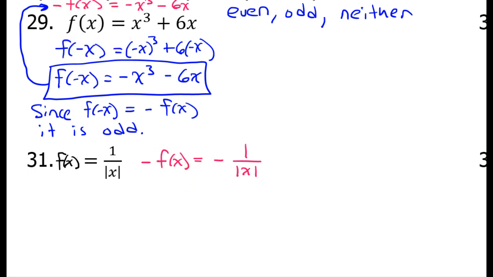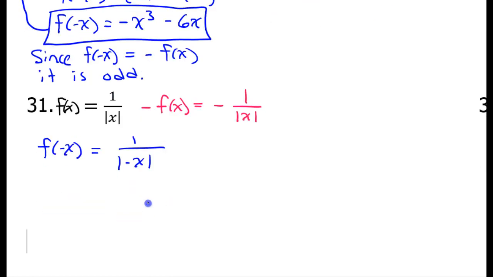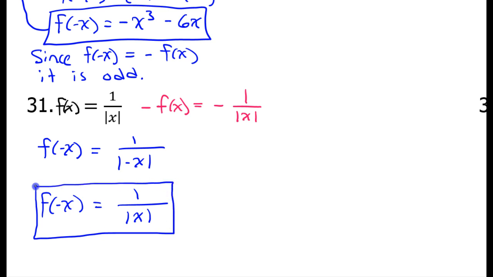Okay, now we need to do f of negative x. So this would be 1 over the absolute value of negative x. This would be the same thing as 1 over the absolute value of x, because that's what absolute value does. So this is f of negative x. Does it match the original function, or does it match the negative function, or neither? Well, I see that it matches the original function.